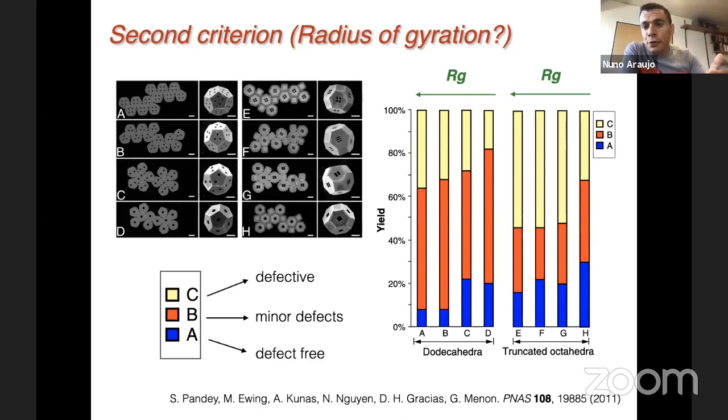Once we have this full list, we can apply a second criterion. For example, we did that for the radius of gyration, and we can show that if you first use as a criterion the maximum number of vertex connections and then the radius of gyration, you get a net that is very efficient in terms of percentage of successful cases that fold into the desired structure.